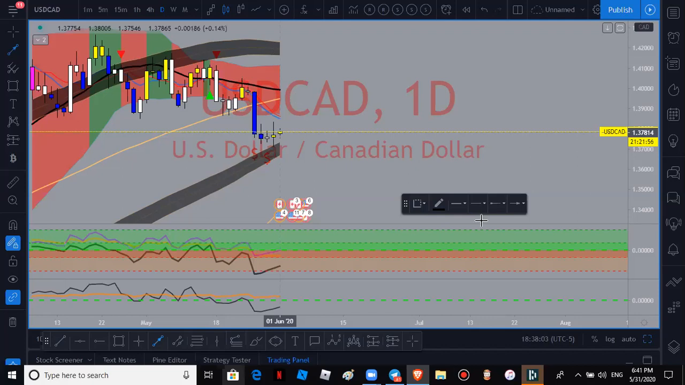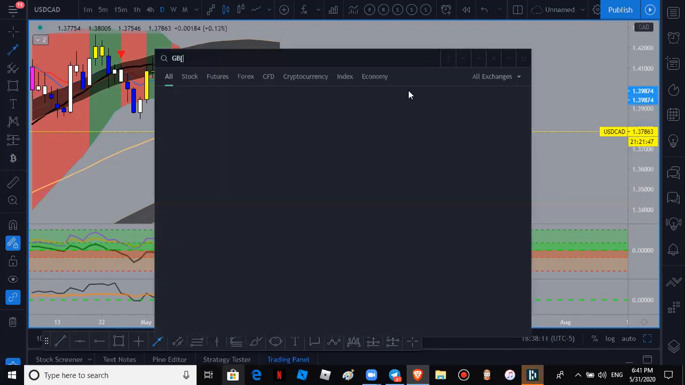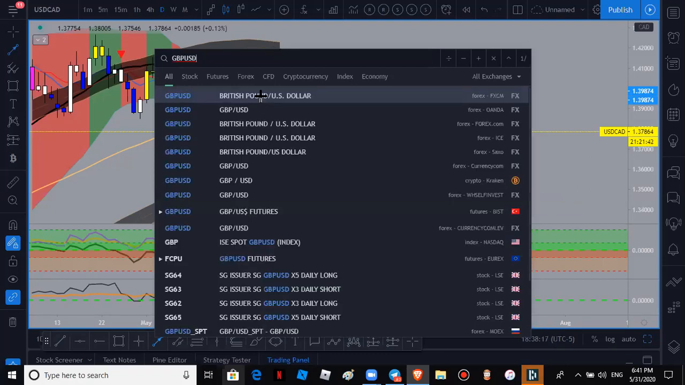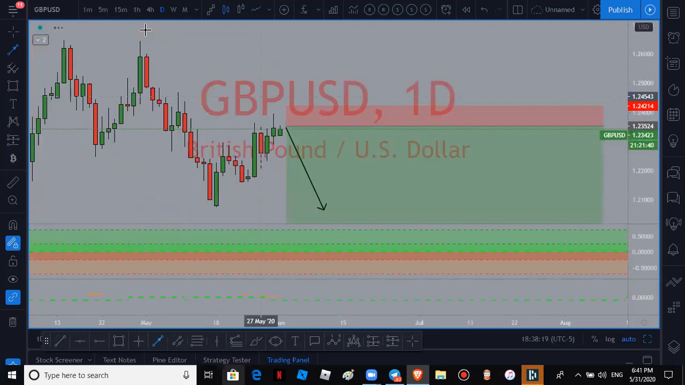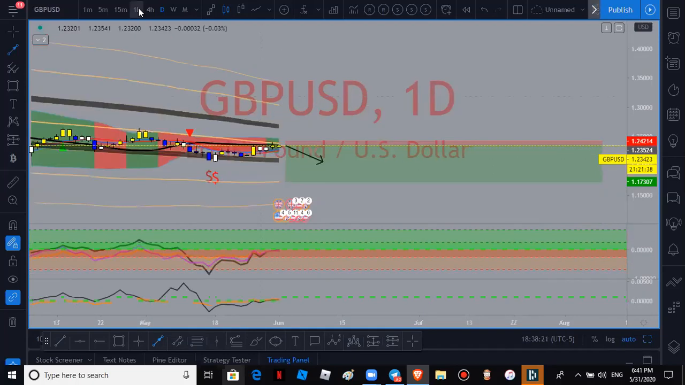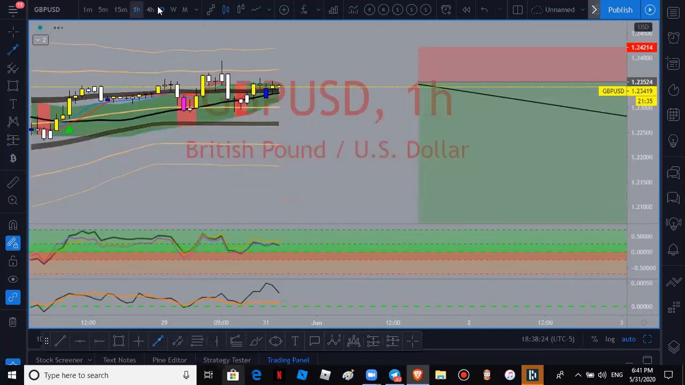What was the sell stop for GU again? GBP USD. Let me go there real quick. I believe I said 1.23100. Yeah, 1.23100. There you go. Awesome. Thank you for answering.